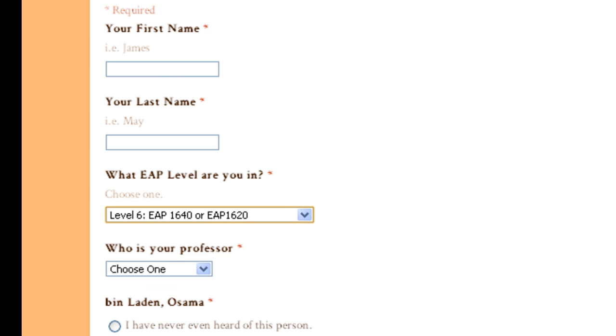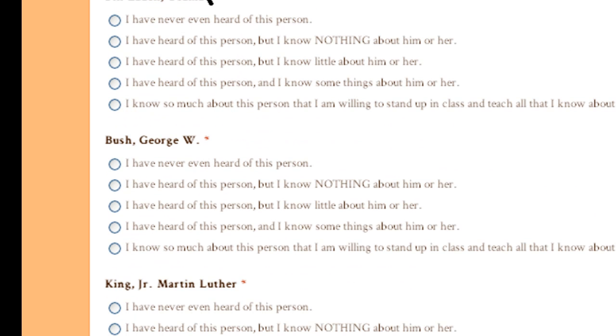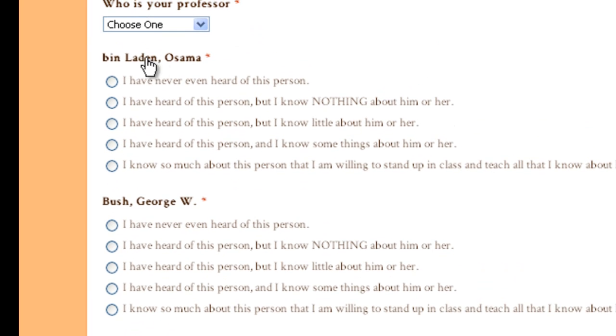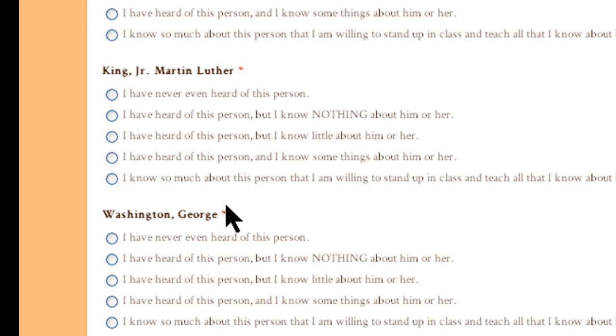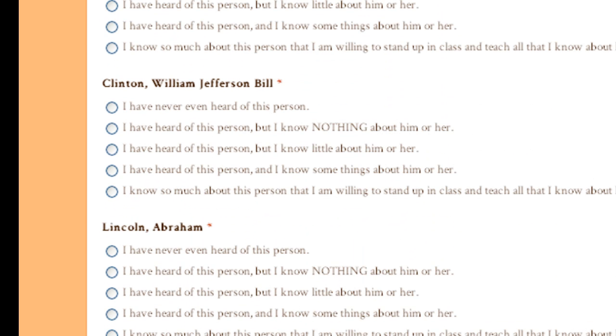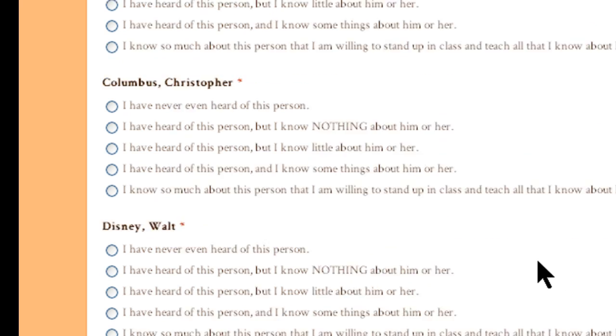Now, depending on which survey you click on, you may be asked questions about people. For example, this is Bin Laden, Osama. Well, have you ever heard of that person? If you have, you can click here on one because you've heard of the person. But have you heard of the person and you know nothing about him? Or do you know so much that you're willing to stand up in class and teach about that person? How much do you know about Osama bin Laden? Or George Bush W. versus George Bush HW? Is that the same? Are they different?